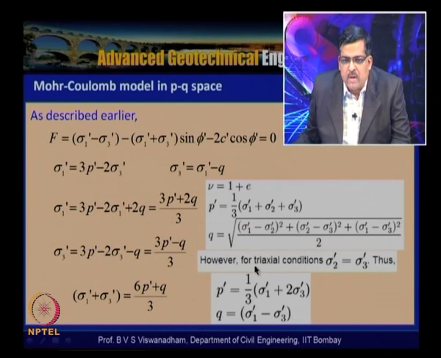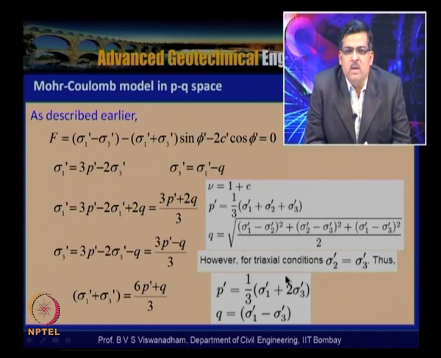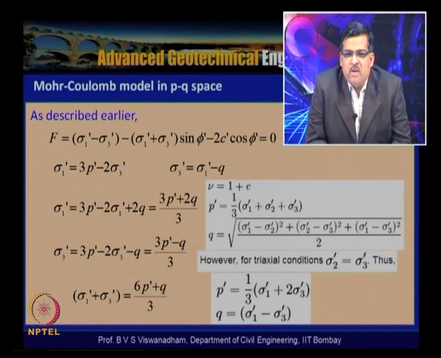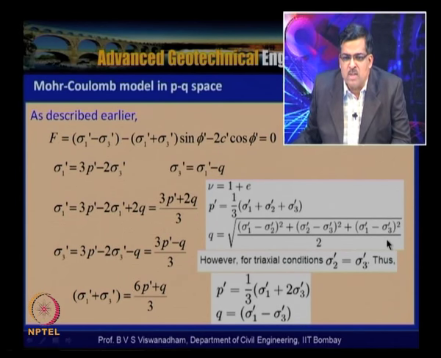For triaxial conditions, when you have a triaxial sample, that is a cylindrical sample, sigma 2 dash is equal to sigma 3 dash. With this, we get p dash equal to 1 by 3 of sigma 1 dash plus 2 sigma 3 dash, and q equal to sigma 1 dash minus sigma 3 dash. So this simplifies to q equal to sigma 1 dash minus sigma 3 dash and p dash equal to 1 by 3 of sigma 1 dash plus 2 sigma 3 dash.